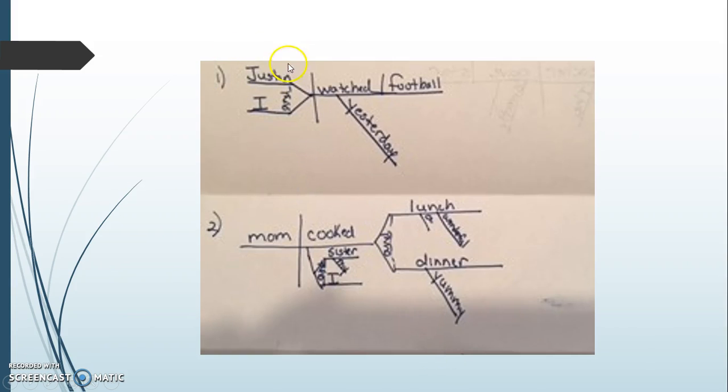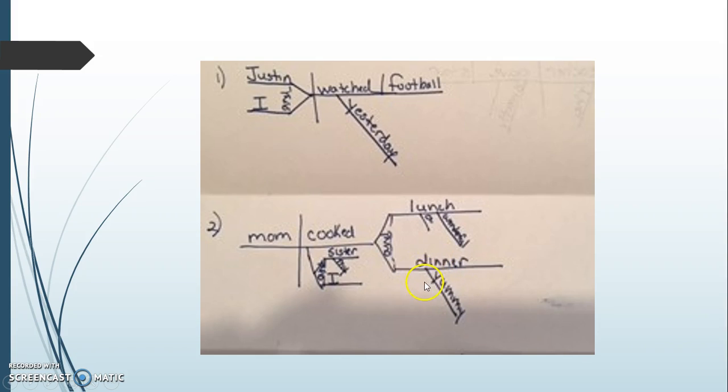All right, so these are the answers for the first two. Justin and I watched football yesterday. All right, and then Mom cooked my, see that modifier my, sorry, I know it's blurry, sister and I, a something lunch, we'll have to go back to the sentence, a yummy lunch, and a yummy dinner.